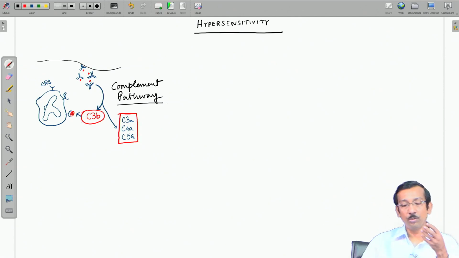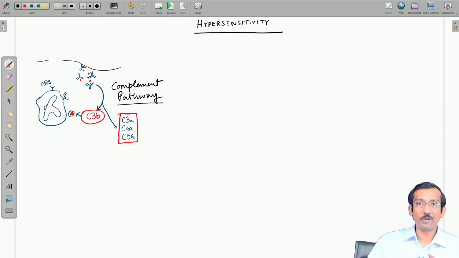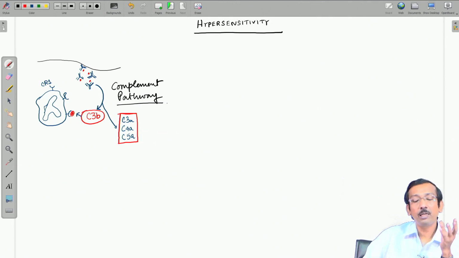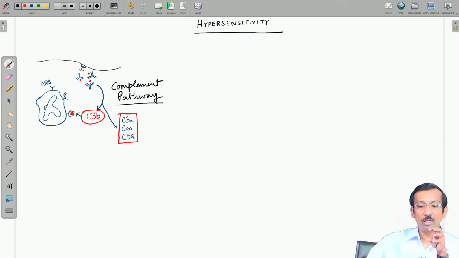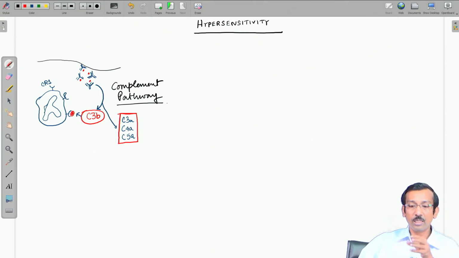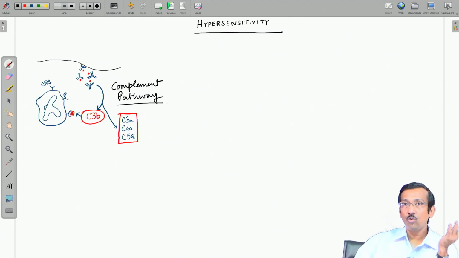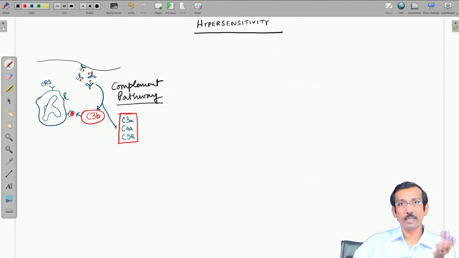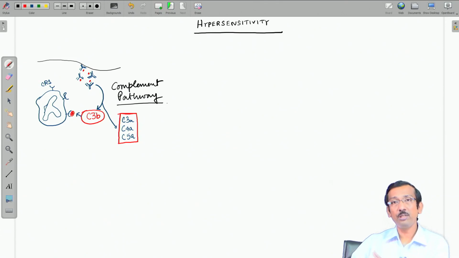So, either you can have the soluble cleavage products like C3a, C4a, C5a, or C3b. We have learnt in our complement class that C3b is one of the central cleavage products in the complement activation pathway, which mediates a lot of functions. C3b can bind to the target cells, and it can also produce more C3 convertases and C5 convertases, which help in the cleavage of more C3 and more C5. So, C3b is one of the central components of the complement pathway.